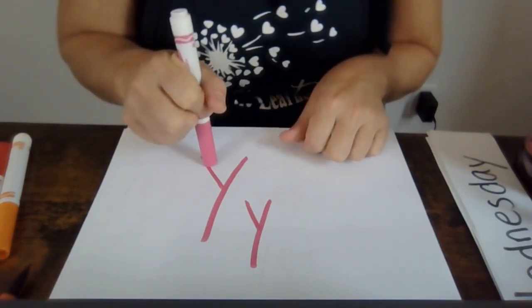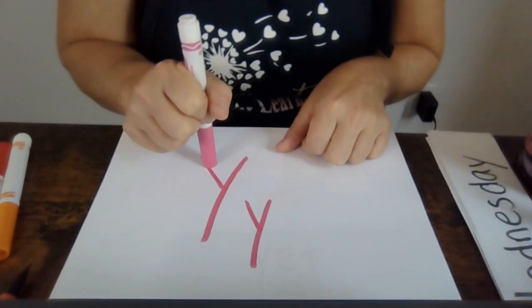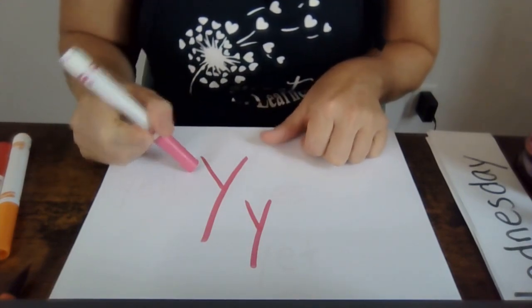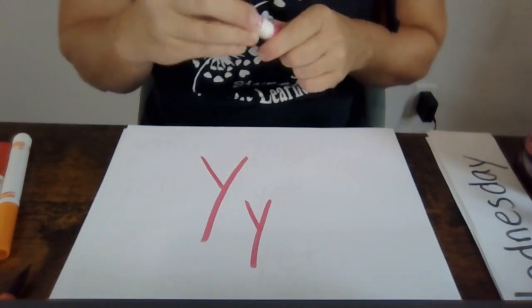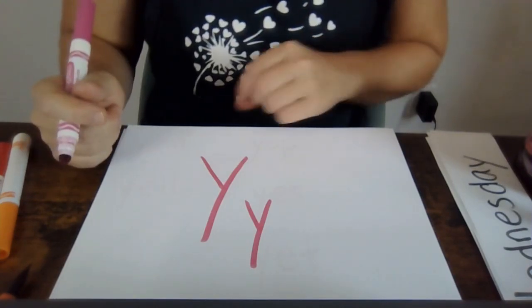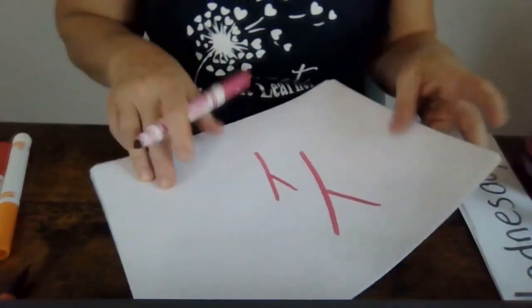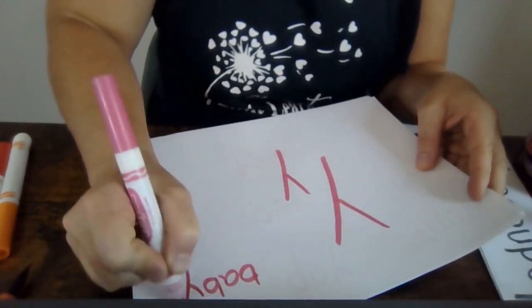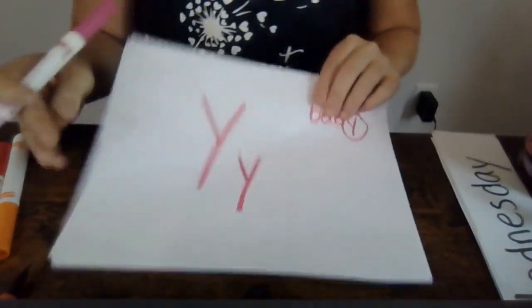And Y is a sound that at the beginning and the middle makes the Y, but at the end, do you remember the sound it makes? E, you got it. So my first one, I'm going to write the word baby. And I'm going to circle the Y in there.